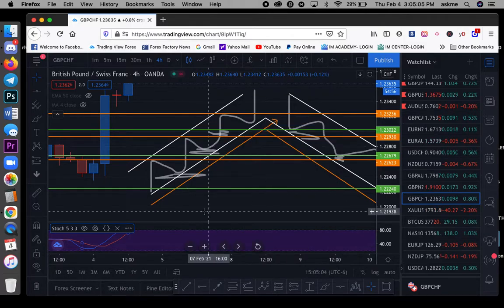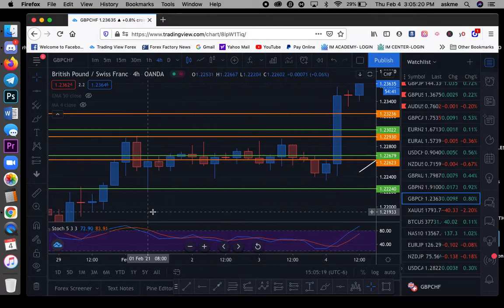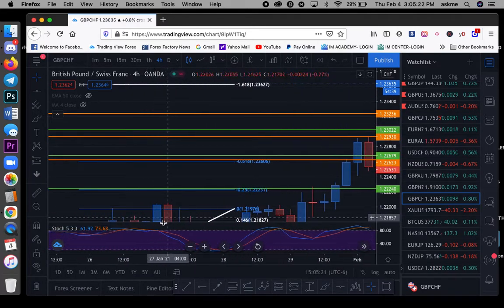Now we have that. Now, how you're going to be using this is when the stochastic is all the way up, it means it's been overbought. Anything that has been overbought is going to have a ceiling. It's going to have a rejection area, which is going to cause it to come back down. That's when you're going to be looking for the sells, right? That's overbought.